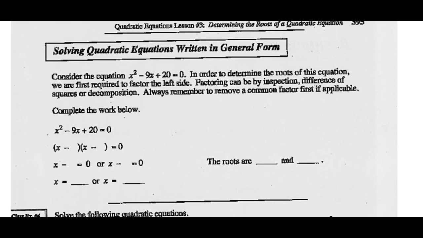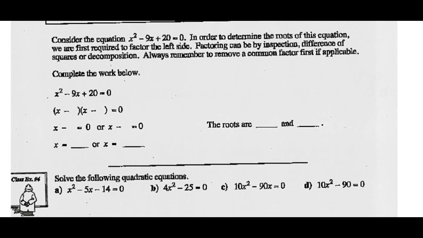Solving quadratic equations written in general form. So consider the equation x squared minus 9x plus 20 equals 0. In order to determine the roots of this equation, we are first required to factor the left side. We can factor by inspection, we can factor using difference of squares, we can factor using decomposition. That's what we've been doing for the last two classes. Always remember to remove a common factor first if needed. So let's complete the work below.